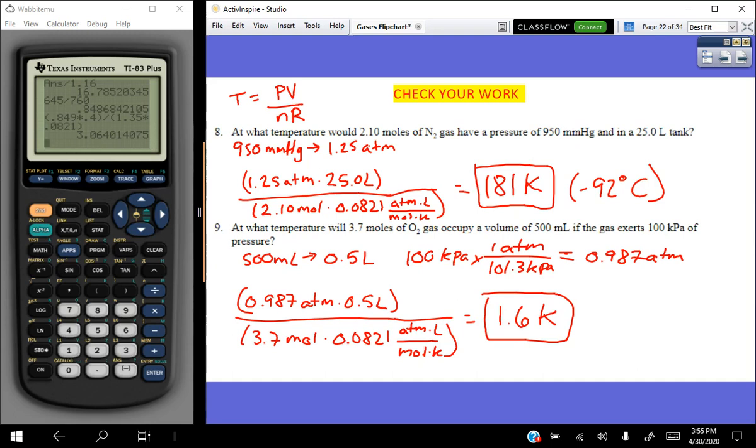Number 9, you had to convert kPa to atmospheres. Hopefully you remembered to use dimensional analysis there, or just divide by 101.3 kPa. And then we can plug in and solve. Again, we get a really low temperature for this particular problem, almost at absolute zero.